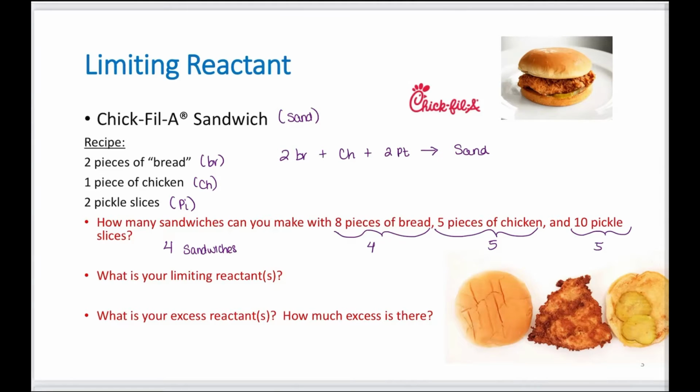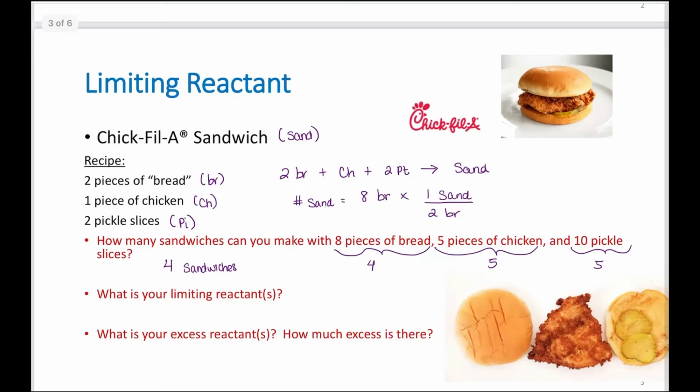Now, if I want to do this with stoichiometry, I'm going to say, okay, I have 8 pieces of bread. How many sandwiches can I make? My number of sandwiches is equal to 8 bread times 1 sandwich for every 2 bread, because 1 sandwich contains 2. So 8 bread times 1 sandwich divided by 2 bread, that cancels out my bread, and that will give me 4 sandwiches. I can make 4 sandwiches with these supplies.